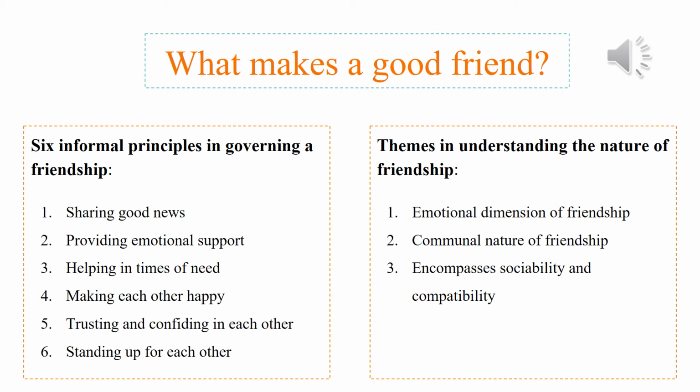Researchers also found that there are 3 themes that assist in understanding the nature of friendship. The first is the emotional dimension of friendship, which includes self-disclosure, expressing affection, and support. The second theme is the communal nature of friendship, which includes participating in or supporting each other in mutually shared activities. And the last theme encompasses sociability and compatibility, which refers to friends as sources of fun and recreation.